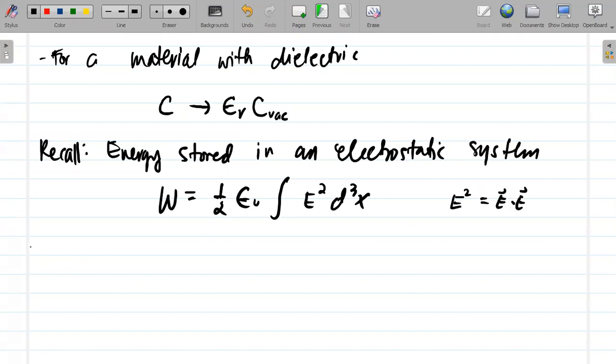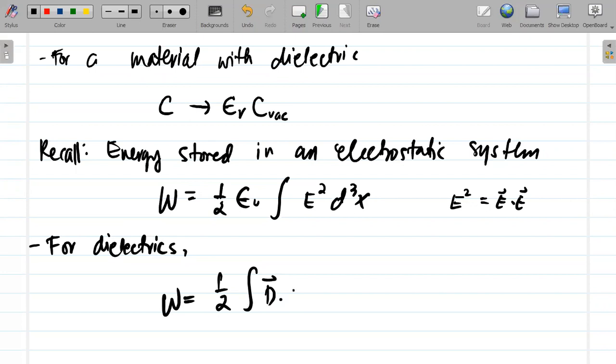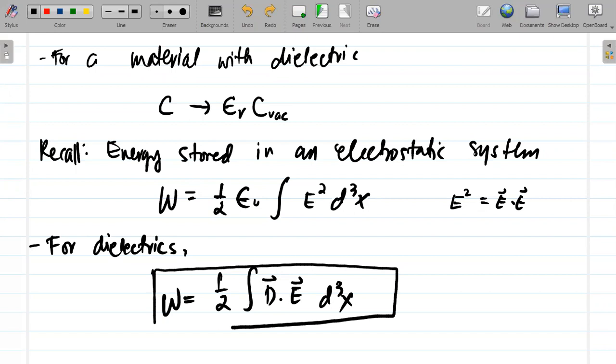Now class, for dielectric field capacitors, so for dielectrics na lang, the energy that can be extracted is given by 1/2 integral D dot E d cube x. So yung isang E mo napalitan lang ng electric displacement. Now yan na ang ano natin. Energy in dielectrics.